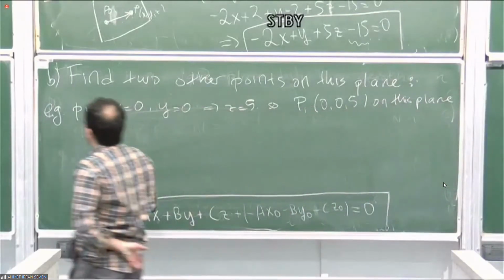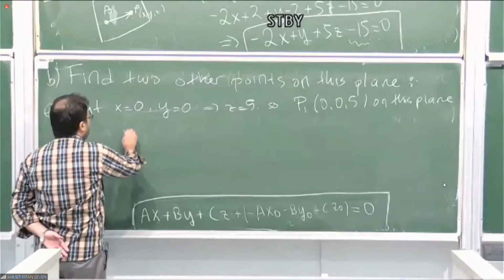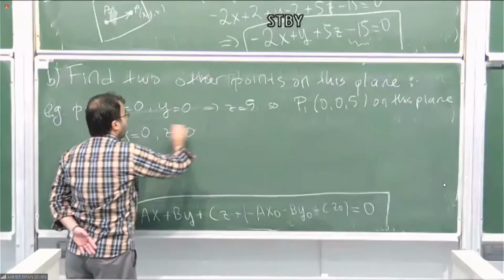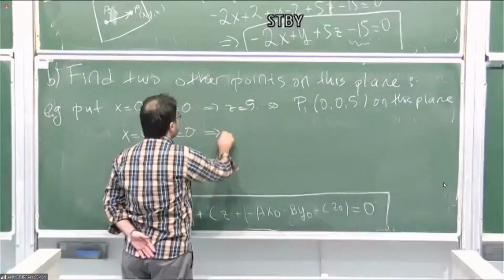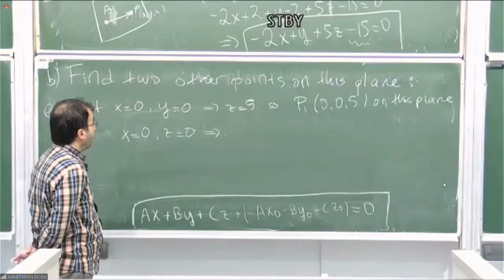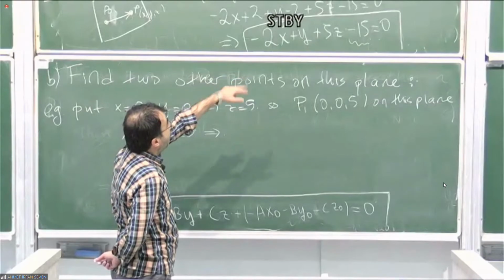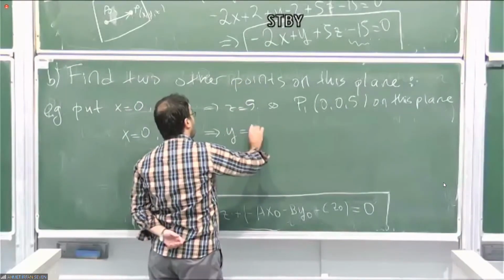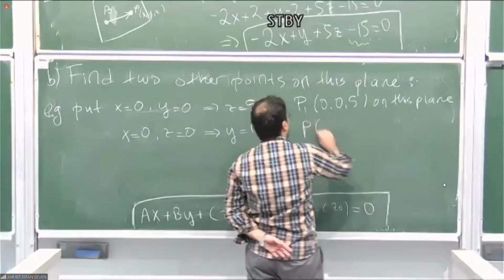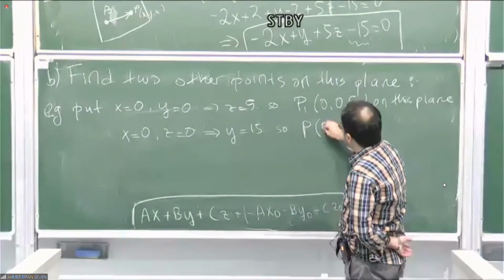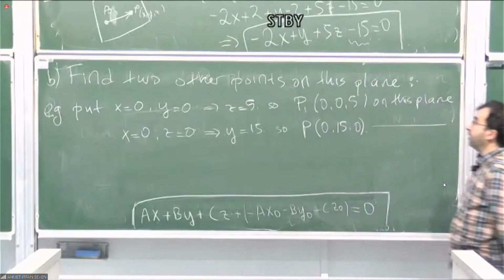Similarly, we can put other values. If we put other values to x, y, then you get other numbers. For example, for convenience, I put x equals 0, z equals 0. Then what do I get? Then I'm going to get y equals 15. So what point will be on this plane? The point when x is 0, z is 0, y is 15. This is also on this plane.